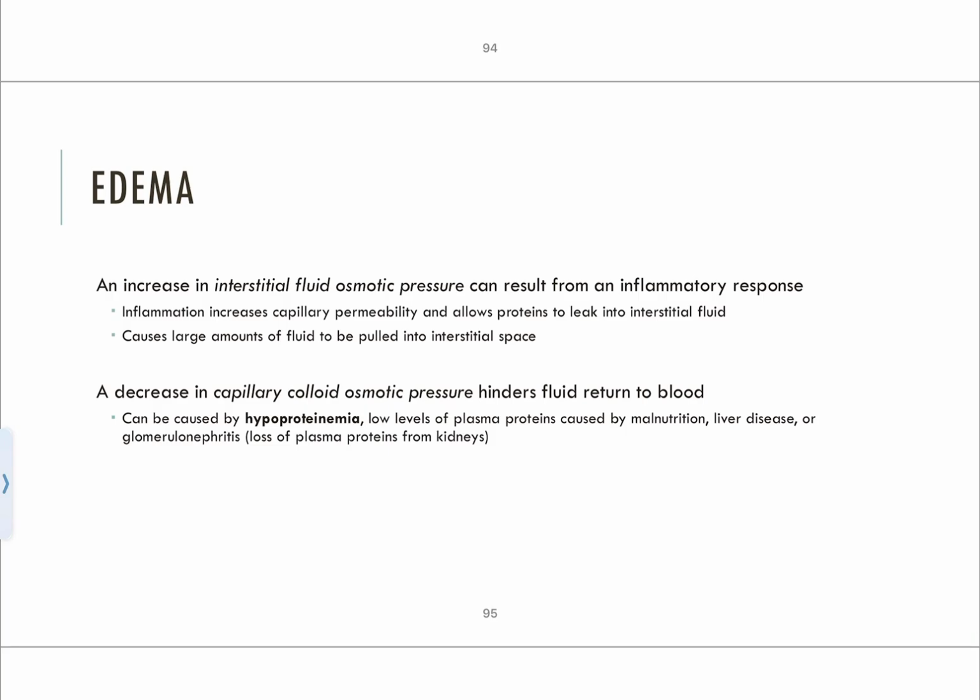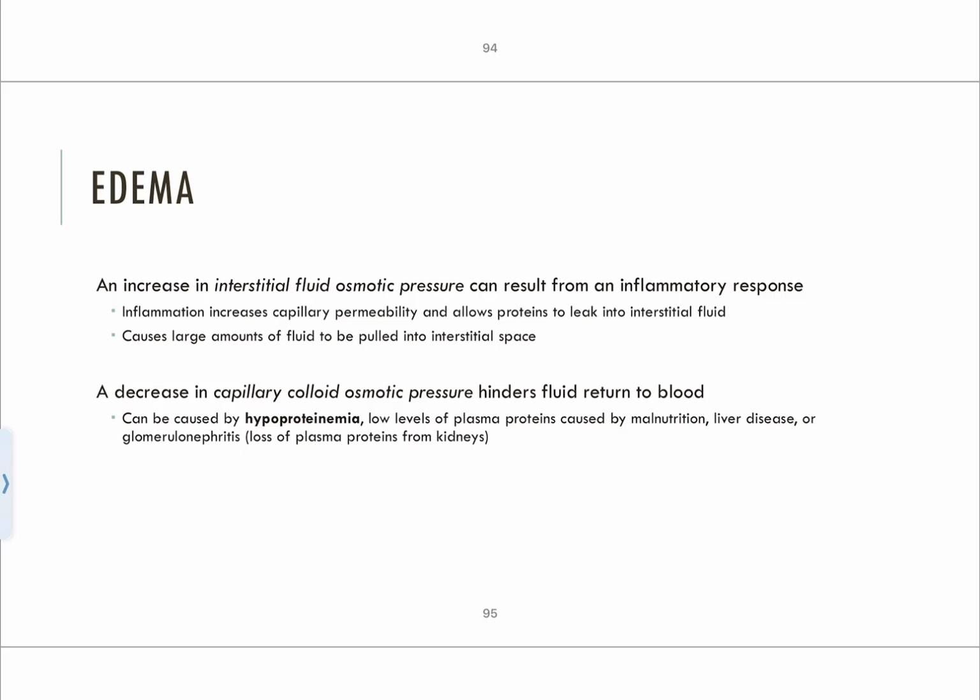So an increase in interstitial fluid osmotic pressure can result from an inflammatory response. So inflammation increases the permeability of our capillary wall. If we increase the permeability, we're allowing more things to cross, like proteins. So then we can allow proteins to leak into our interstitial fluid, which causes a large amount of fluid to be pulled into the interstitial space, because a lot of times water follows concentration of proteins.